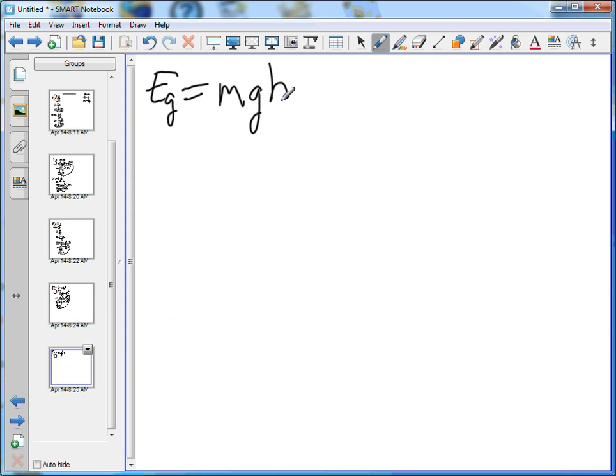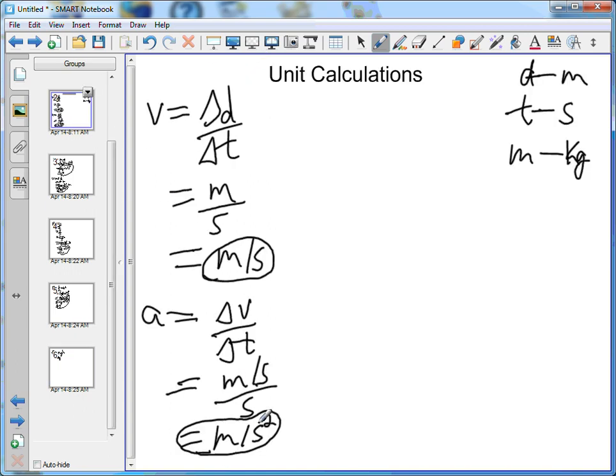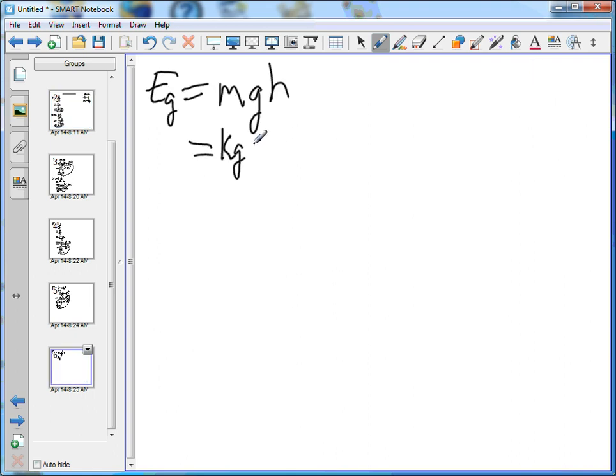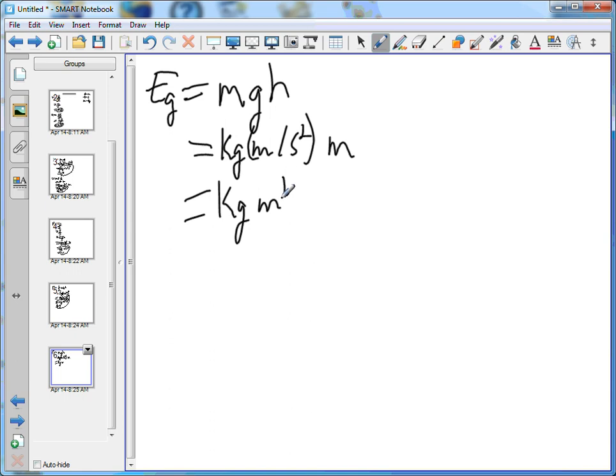Okay, so mass is kilograms. G, defined as the acceleration due to gravity, and you'll learn that right away here in the unit. Well, if it's an acceleration, it is measured in meters per second squared. And height, well, height is a distance, so that's going to be in meters. And work this all out, and we get kilogram meter squared per second squared, which we know is defined as a joule. So gravitational potential energy is going to be measured in joules as well.